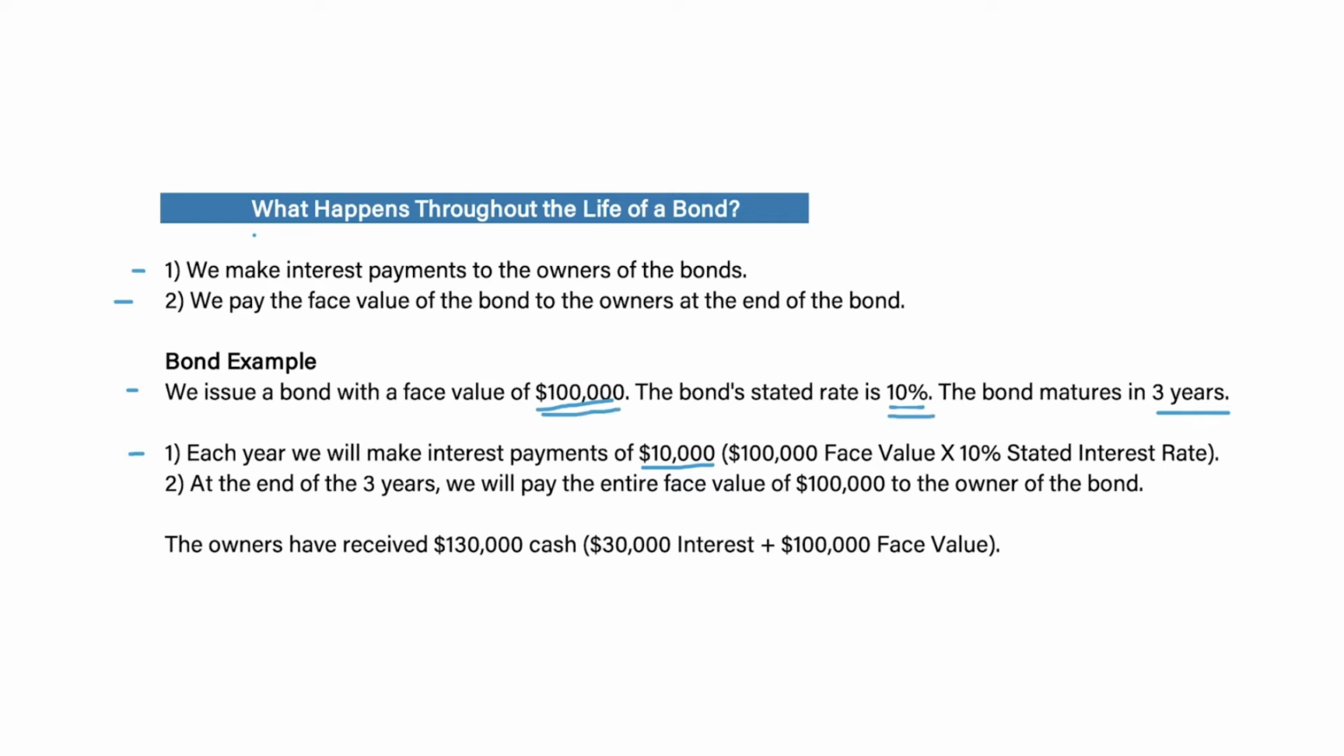And at the end of the 3 years, we're going to pay the entire face value of $100,000 to the owners of the bonds. So then by the end of the bond, the owners have received $130,000 cash, $30,000 in interest, and $100,000 face value, when their investment was only $100,000.